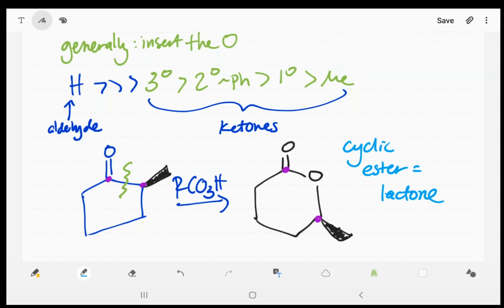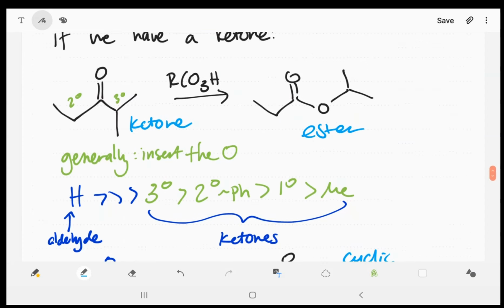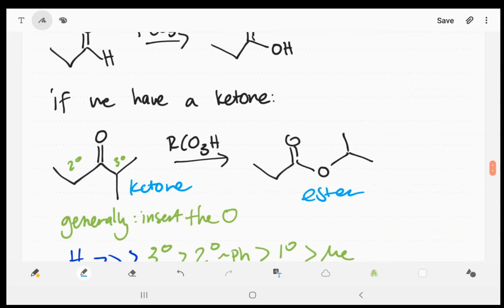Can you scroll up so I see where you wrote the ketone ester? Of course. Oh, okay. Yes. Oh, got it. Thank you. Cool.